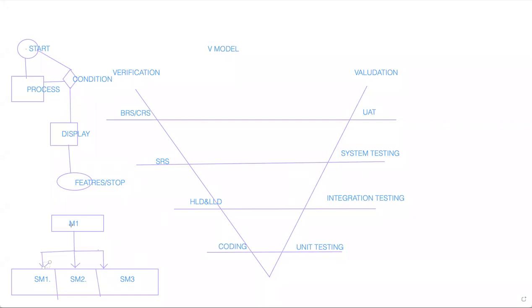So LLD is a low level design document, but it has very detailed design information. Assume M1 is a complete project. This project has different submodules: submodule 1, submodule 2, submodule 3, and so on. So HLD contains the main module information and LLD contains the submodule information.